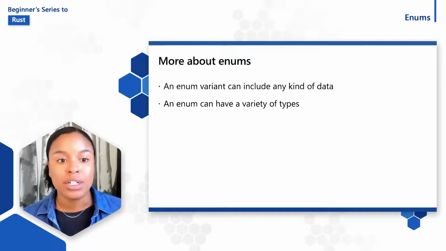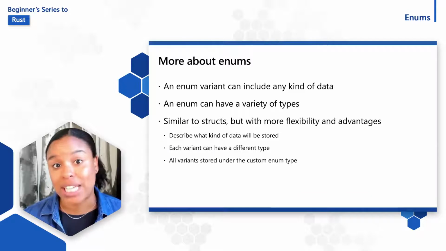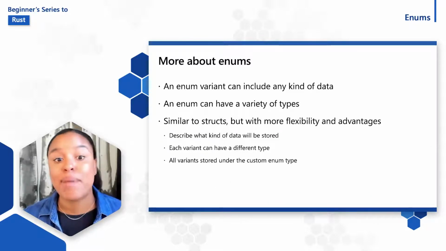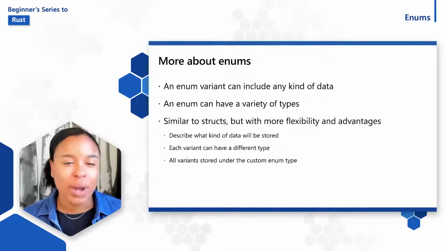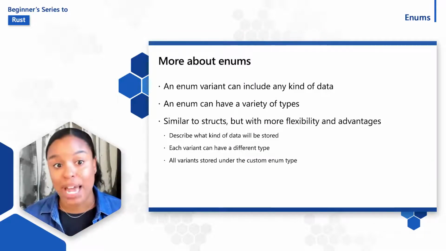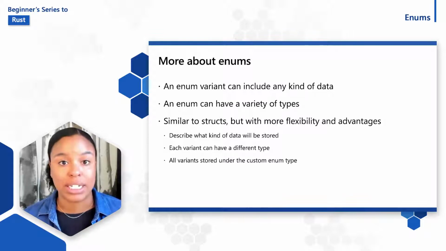Enums are like structs, but have more advantages. First, they only describe what kind of data will be stored, not the actual data. Additionally, each variant in an enum can have different types and amounts of associated data, and structs don't have as much flexibility there. And lastly, an enum stores all variants under the same type. So in our example, all variants are stored under the CardinalDirections type.